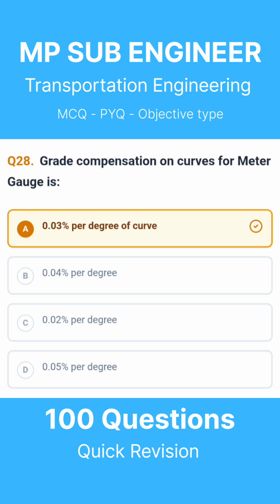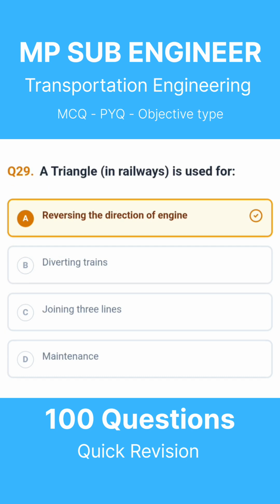Question 28. Grade compensation on curves for meter gauge is. The correct answer is 0.03% per degree of curve. Question 29. A triangle in railways is used for. The correct answer is reversing the direction of engine.